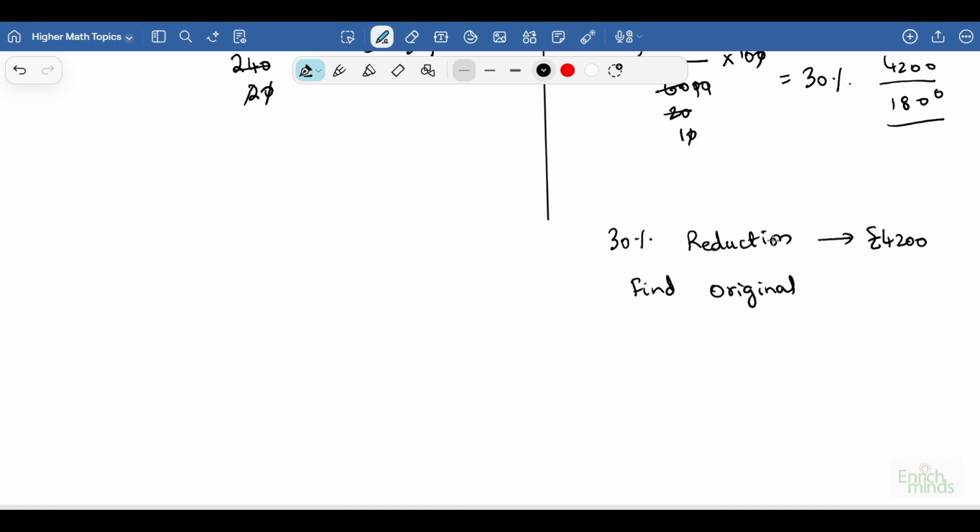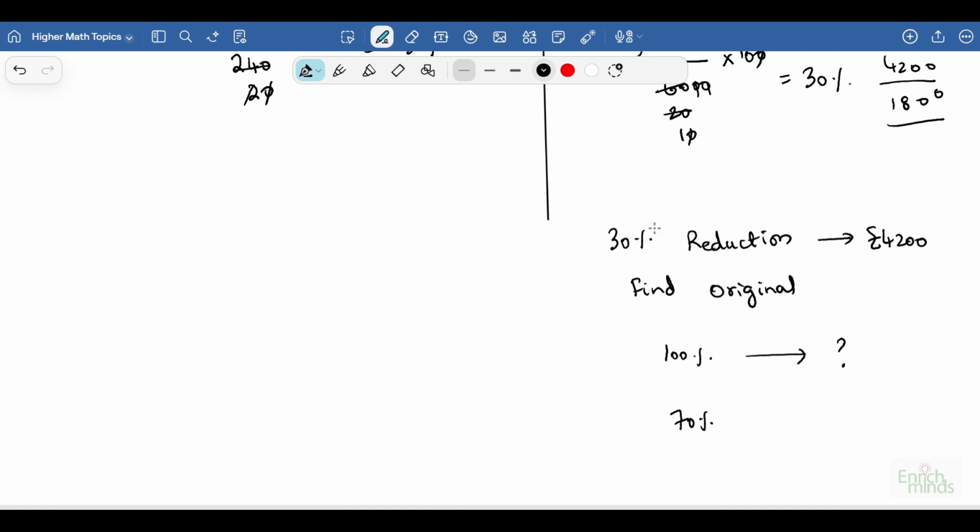So here it says that there is some car, it had some original value. That original value should be the 100% value of the car, and we don't know what that is. We have to figure it out. The 100% value, or the original value, the actual value, is what we are trying to figure out. That's unknown to us. But it says that after a reduction of 30% on this 100%, it will make it 70%. You take away 30 from 100 to make it 70.